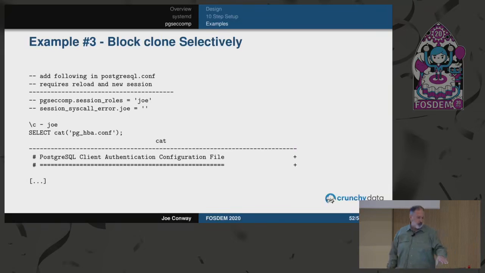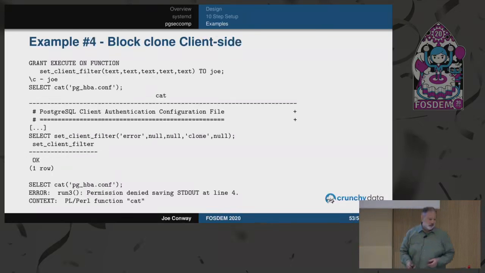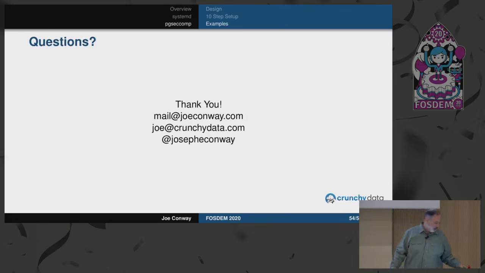Now I'm going to create a special entry for the user Joe that does not have clone as an error. And now when I log in as Joe, you can see I can use that function again. So basically I can use this to say Joe's allowed to use PL/PerlU to shell out and do stuff, whereas everyone else is not. Five minutes. Okay, and then finally I'm going to show how set client filter could be used now. Even though I'm logged in as Joe, I can create a client filter right here with this call, which will again deny using the clone syscall. And so that is it. I've got, I guess, four minutes left for questions.